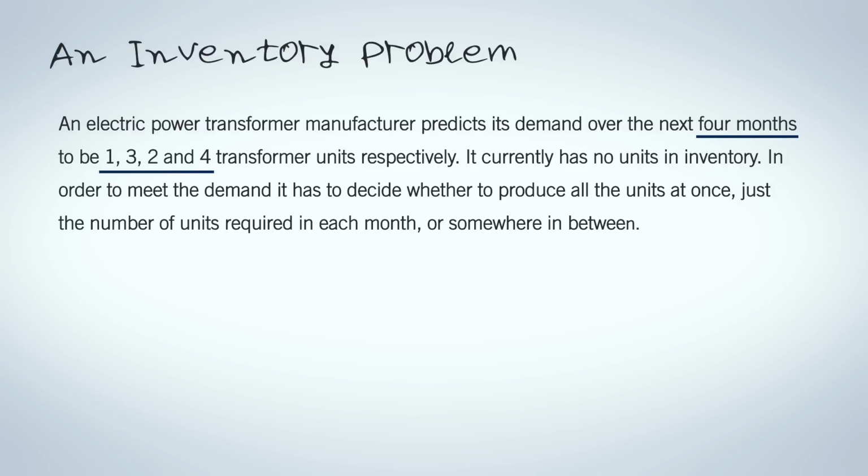In order to meet the demand, it has to decide whether to produce all the units at once, just the number of units required in each month, or somewhere in between. So this is a long-winded way of saying how much should you produce each month.